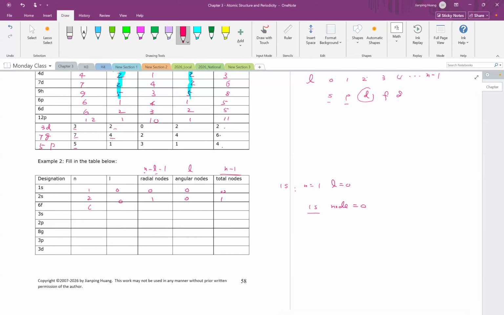6f, 6, 3, 2, 3, 5. 3s should be 3, 0, 2, 0, 2. 2p, 2, 1, 0, 1, 1. 8g, 8, 4, 3, 4, 7. 3p, 3, 1, 1, 1, 2. 3d, 3, 2, 0, 2, 2. Just the game.